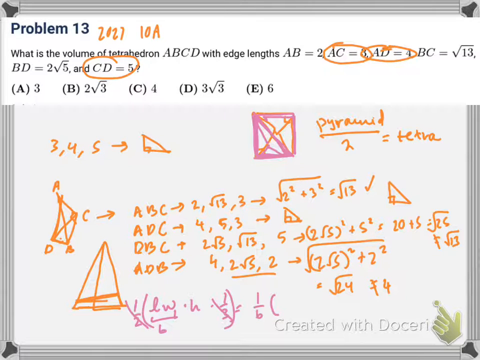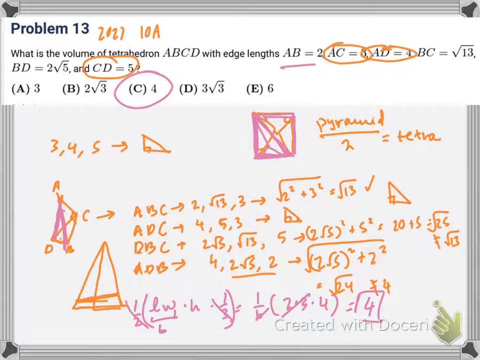So if I take the length times the width times the height, I'm going to say the height is going to be maybe AB, and then my one side is going to be AC and the other side is going to be AD. So I'm just going to make it all connect to A. So I've got 2 times 3 times 4 divided by 6, 2 times 3. That cancels out. My answer is 4, which is option C.